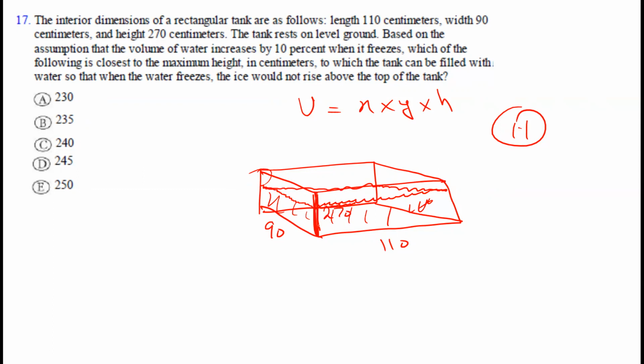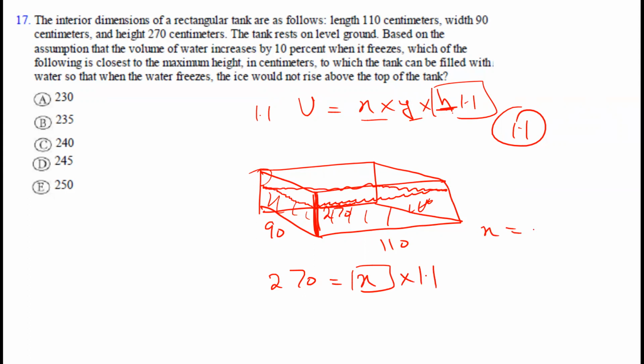So how much space do we need to keep? We know that the height increases. So the volume is x into y into height. We need to have a certain height because we know that the volume will go up by 1.1. So the height will also increase by a factor of 1.1. Length and breadth will remain the same. So the total height we can have is 270, but the actual height should be a little less. x is your actual height, because when it freezes, it will go up by 1.1. So x equals 270 divided by 1.1, or we can say 2700 divided by 11.